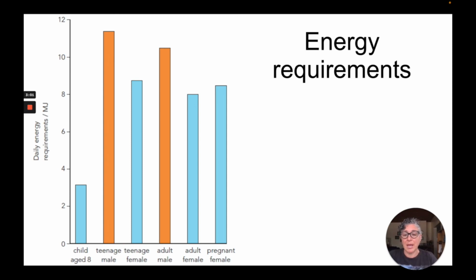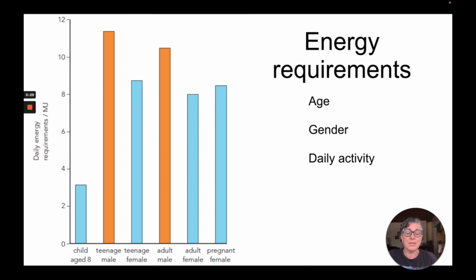Additionally, if we look at the gender, let's say of the teenage male compared to the teenage female and the adult male to the adult female, we also can see that there is a difference in the energy requirements based on gender. And then finally, we can see that there is a slight difference between an adult female and a pregnant female, and we'll talk about why when we talk about reproduction in animals.